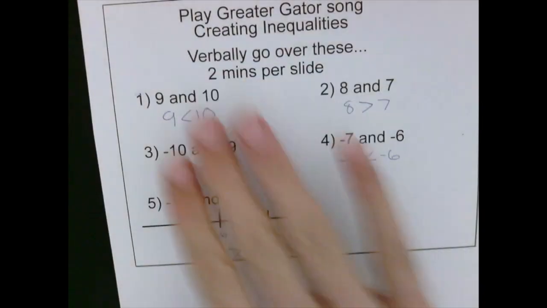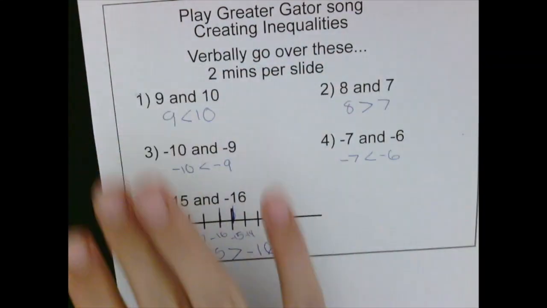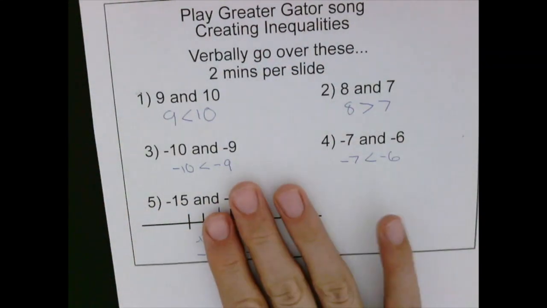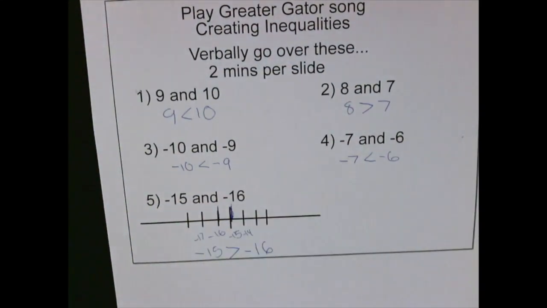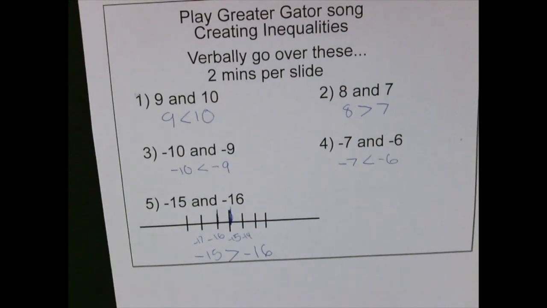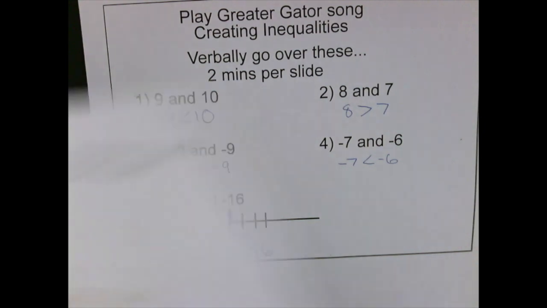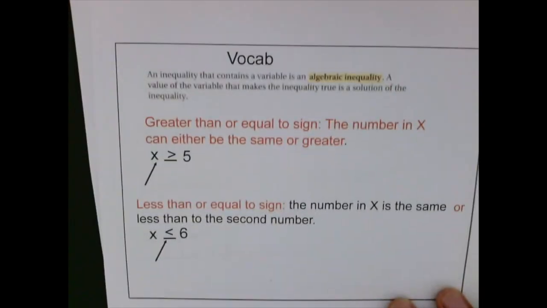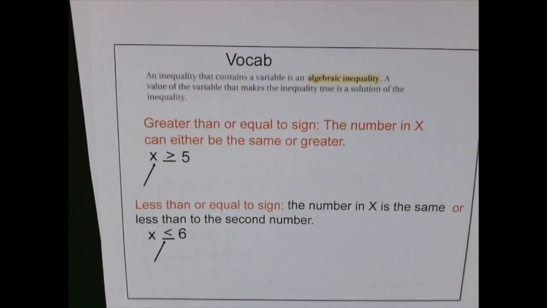So these are some things that were covered maybe in your previous grades, maybe not so much the negatives, but now we need to start talking about algebra and how inequalities are represented in algebra. So let's reintroduce some vocabulary. An inequality that contains a variable is an algebraic inequality. A value of the variable that makes the inequality true is a solution of the inequality.